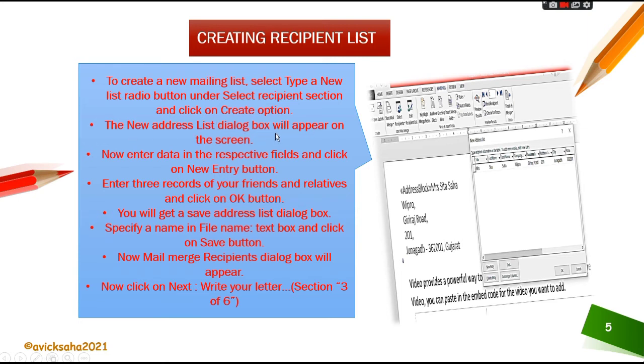The new address list dialog box will appear on the screen. Now enter data in the respective field and click on the new entry button. Enter 3 records of your friends and relatives and click on OK button. You will get a save address list in a dialog box. Specify the name in the file name text box and click on the save button. Now mail merge recipient dialog box will appear. Now click on the next, write your letter, that is part of the section 3 of 6.